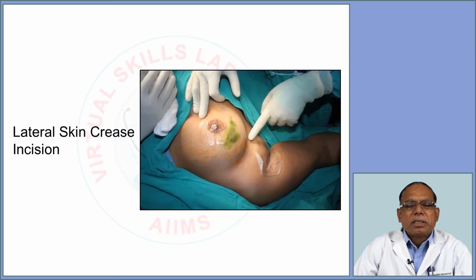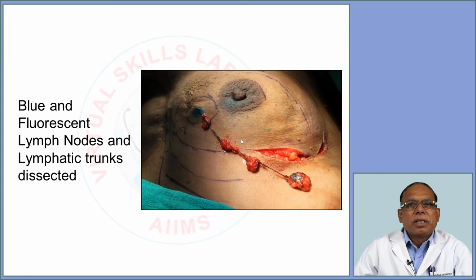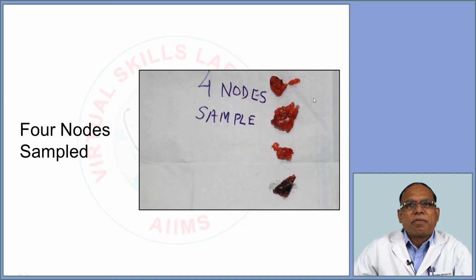A lateral mammary crease incision helps in identifying the lymphatics traveling from the nipple areola complex and the dermal lymphatics of the breast, if an incision is placed along this lateral mammary crease. Dissection deep to the axillary fascia then reveals these shiny fluorescent lymph nodes and lymphatics, which are then dissected, and the blue and fluorescent nodes are removed. In this patient, we were able to identify 4 nodes in such manner.